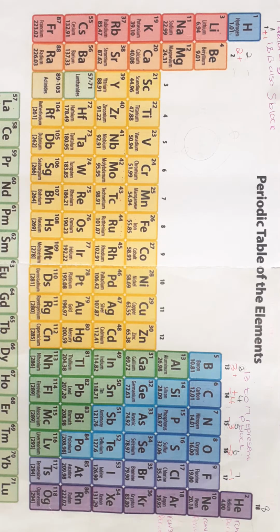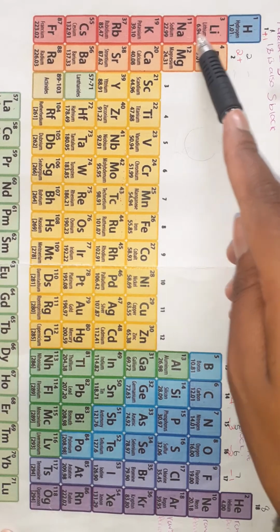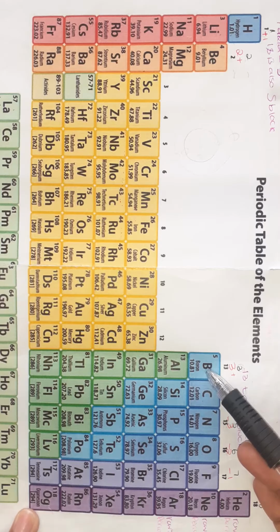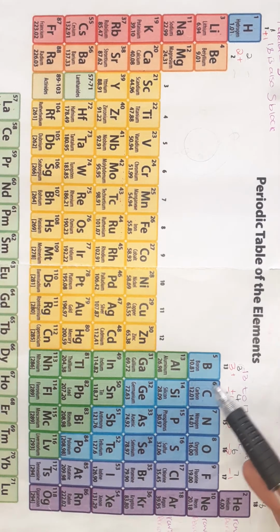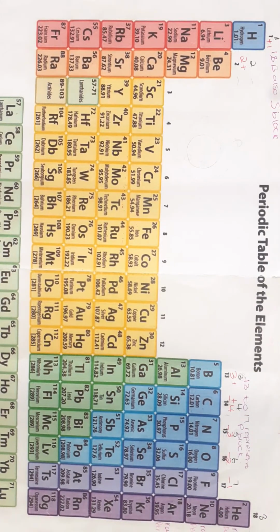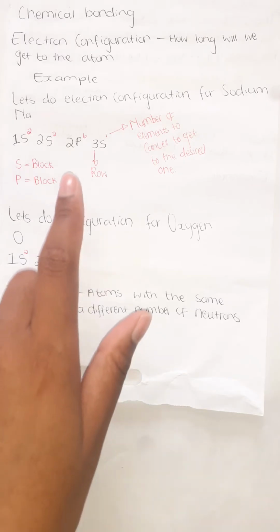Now for the second row, we will fill 2 on the S, so that will be 2s to the power of 2 as well. That 2 means we have filled 2 electrons in the S block in the second row. And then we'll say 2p. The 2 means the second row of P, and we will fill 1, 2, 3, 4, 5, 6, which means we will have 2p to the power of 6, just like we have here.